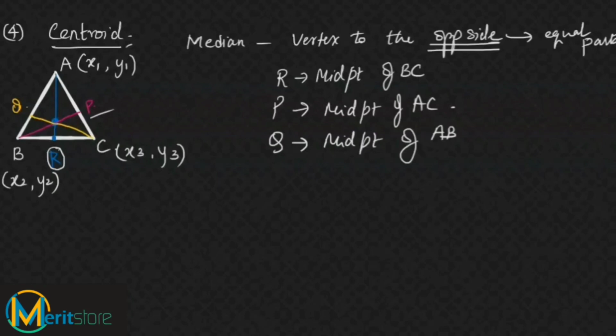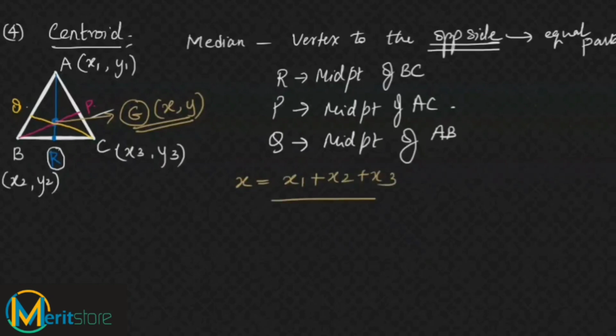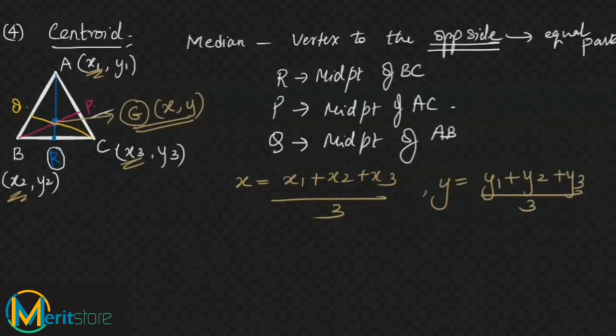The point at which all three of them are meeting, this point that you see here where all three of them are meeting, that is called the centroid. That point is denoted by the letter G and that's called the centroid. So this centroid, let's take the coordinate as X and Y. How to find the values of the centroid? Simple. X is equal to (X1 plus X2 plus X3) upon 3. To find Y, it will be (Y1 plus Y2 plus Y3) divided by 3.